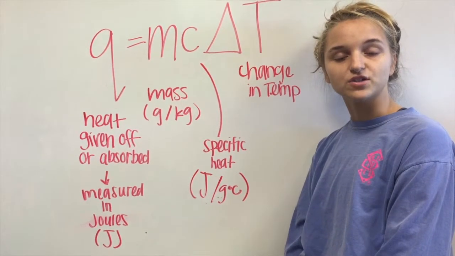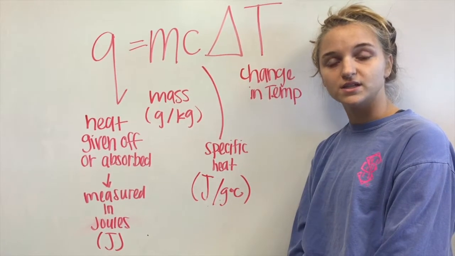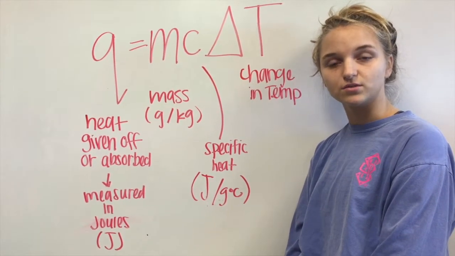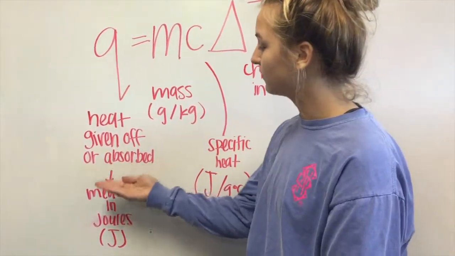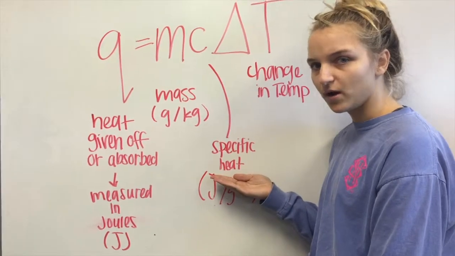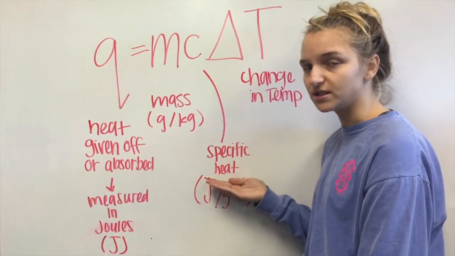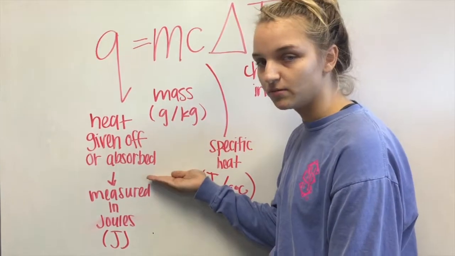This temperature change is measured as T final, the temperature of the substance, minus T initial, which is the initial temperature of the substance. So overall, this equation shows you that the heat given off or absorbed is equal to the mass of the substance times the specific heat of the substance, which is the amount of energy required to raise 1 gram of the substance 1 degree Celsius, times the change in temperature, T final minus T initial. And this once again equals the heat absorbed or given off.